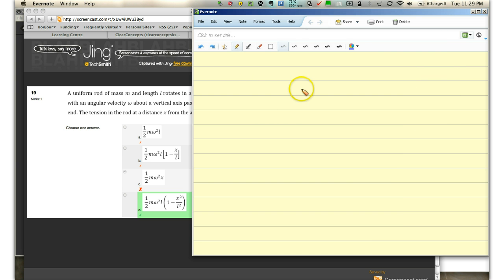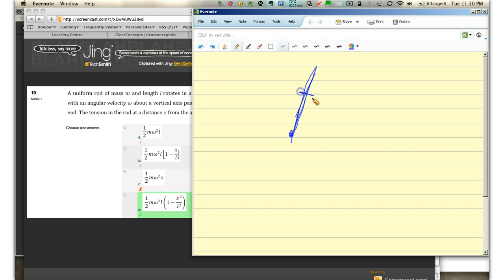So the first step, as you know, is to analyze what's going on. Here's our rod. It's rotating about this axis over here. We need to find the tension at this point, which is at a distance of x, and the length of the rod itself is L. This is what you're given.